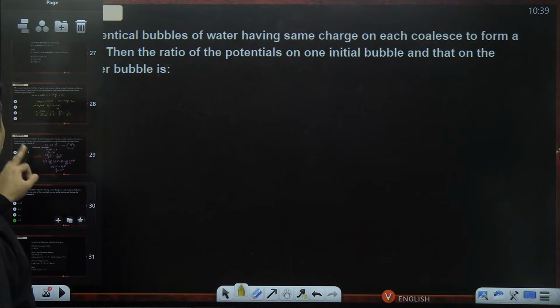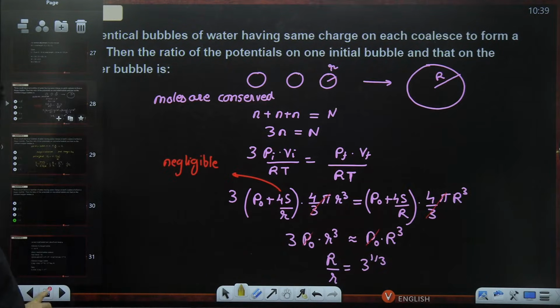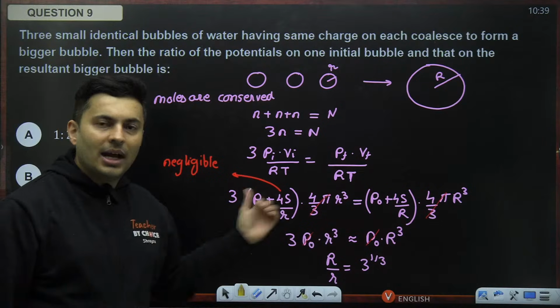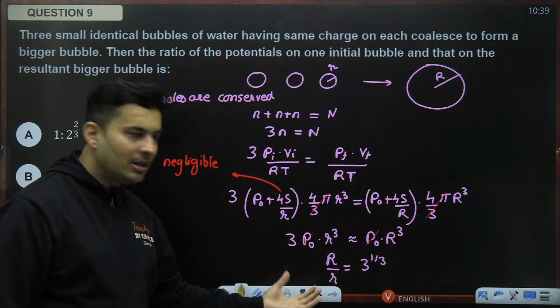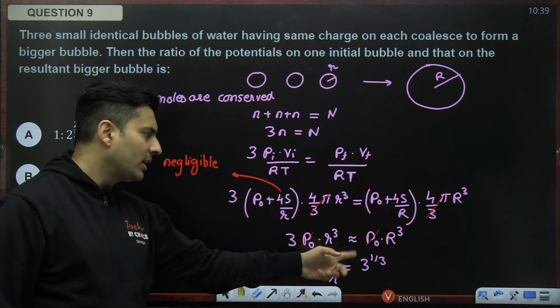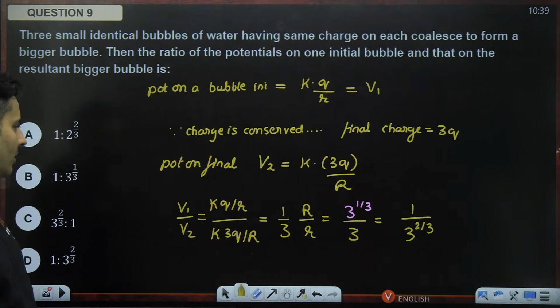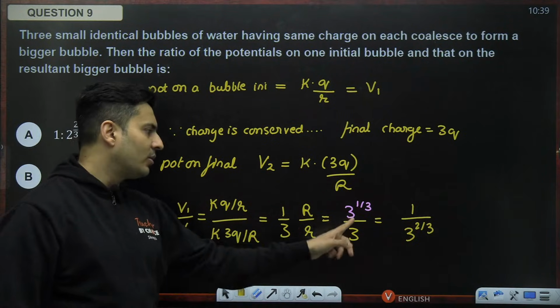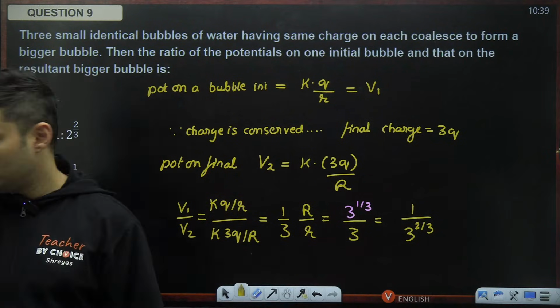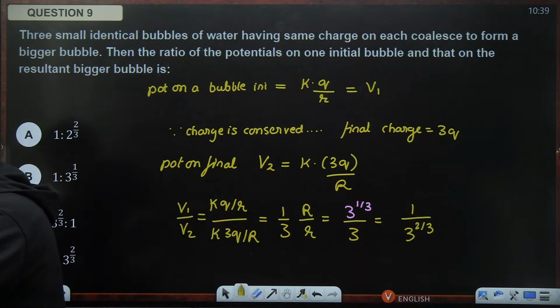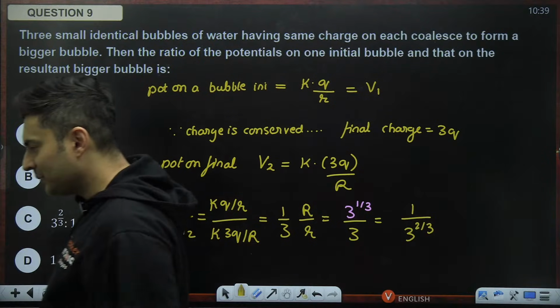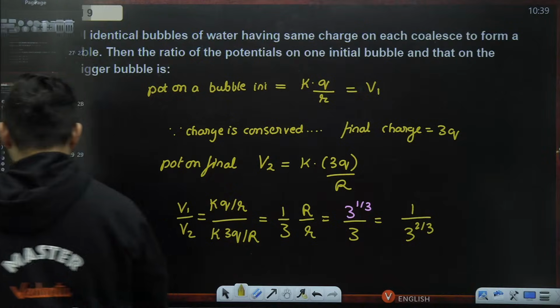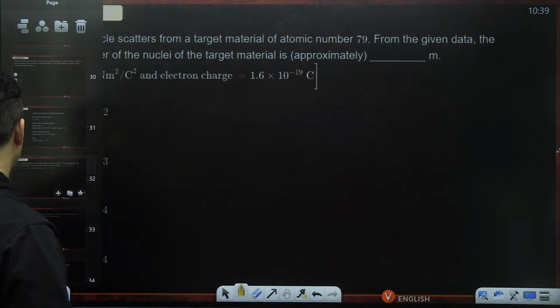Isn't it amazing? The moles were conserved, and this term was negligible. And P naught got cancelled, so we got the ratio of R by r. And from that, we substituted R by r over here, and then we get it correctly. Loved the question, I hope. Amazing, right? Okay, fine. Let's move to the next one on your screen.